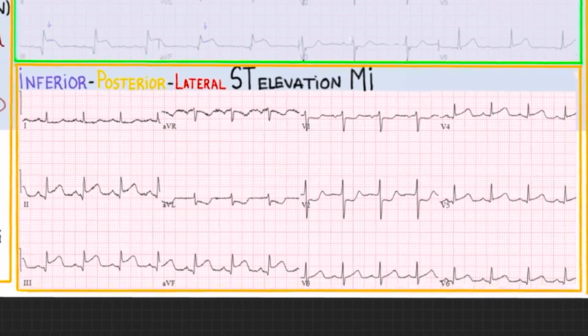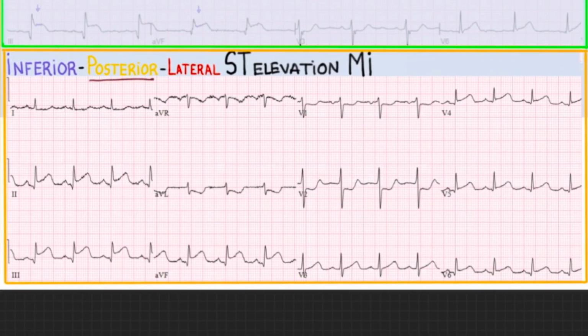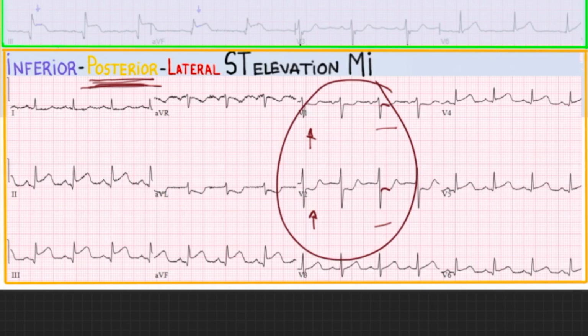Here's an example of a posterior myocardial infarction. It includes the lateral and inferior leads as well. So it's an inferior posterior lateral ST elevation MI. But you can have a posterior infarct alone, where the only finding you see is this one over here, where there's ST depression in leads V1, V2, or V3. So there's clearly ST depression in these 2 leads, and this would be enough if the patient was having the right symptom complex to diagnose a patient with a posterior STEMI.